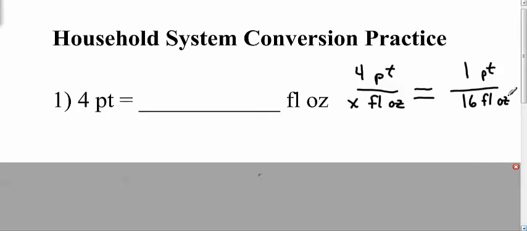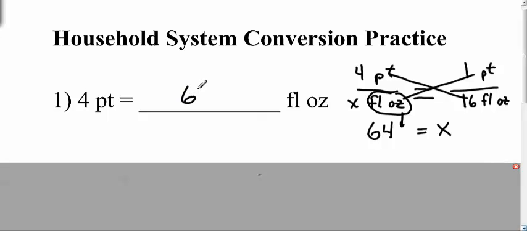And one thing you could do to help you is remember that 1 cup is 8 fluid ounces and a pint is just 2 cups. So 2 times 8 fluid ounces would be 16 fluid ounces. Now when we solve a proportion, we cross multiply and we would get 4 times 16 is 64, and X times 1 is equal to X, and X is in the units of fluid ounces, so our answer is 64 fluid ounces.